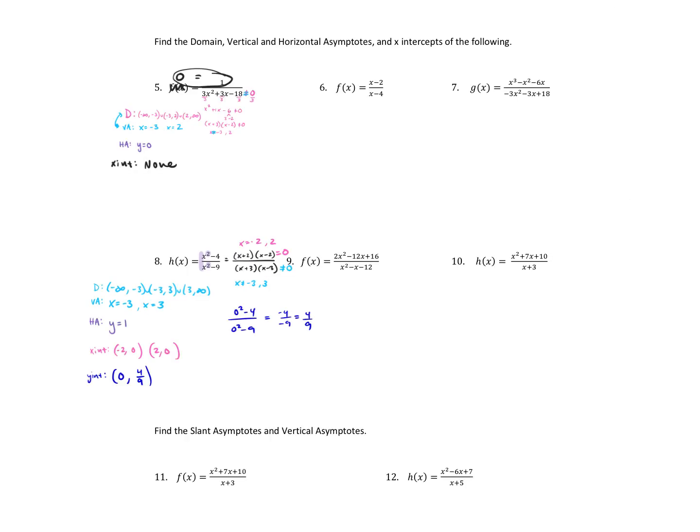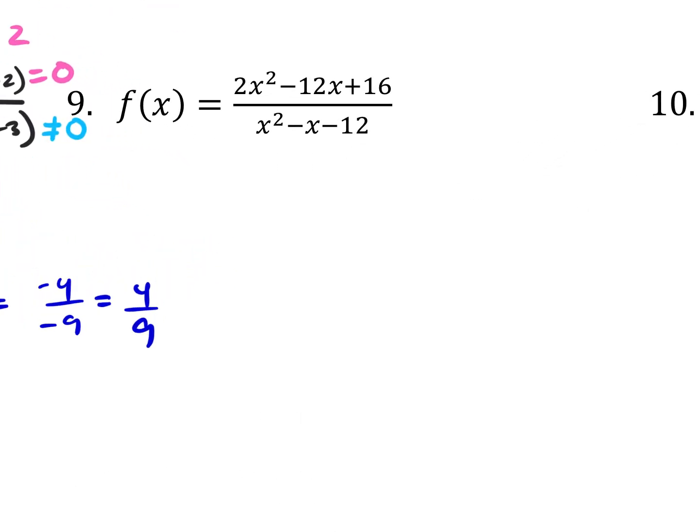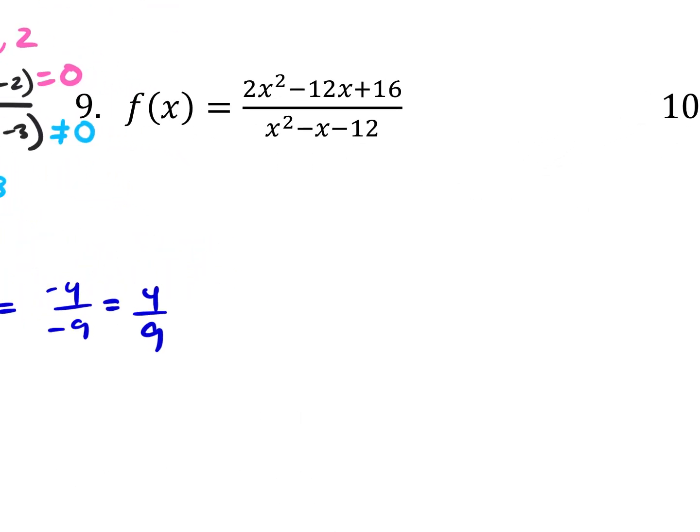Next, we want to find the domain, vertical and horizontal asymptotes, and x-intercepts of the following. So let's do number 9. So first thing I want to do is see if I have any common factors on the top and on the bottom. If I have a common factor, that's going to mean that I have a hole, so it'll throw off my vertical asymptote. So let's see if we have a common factor.